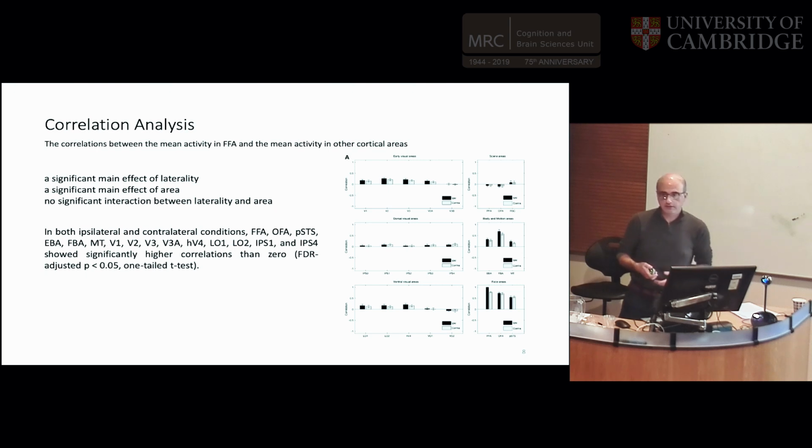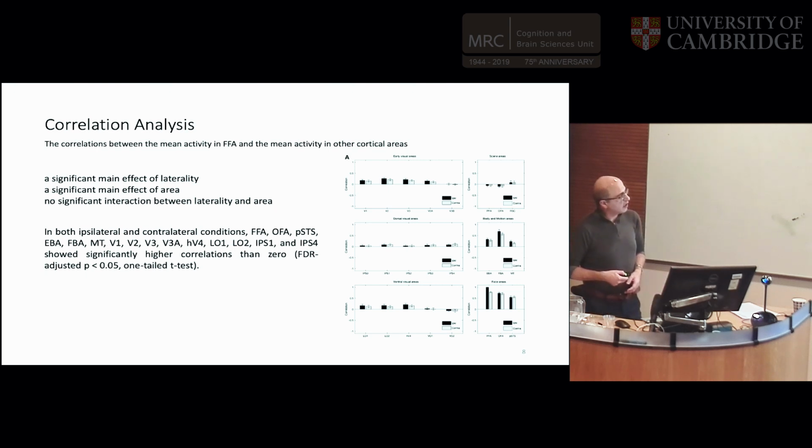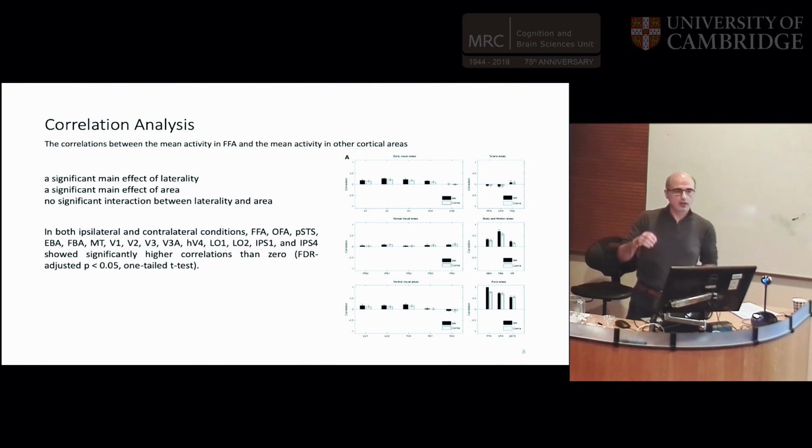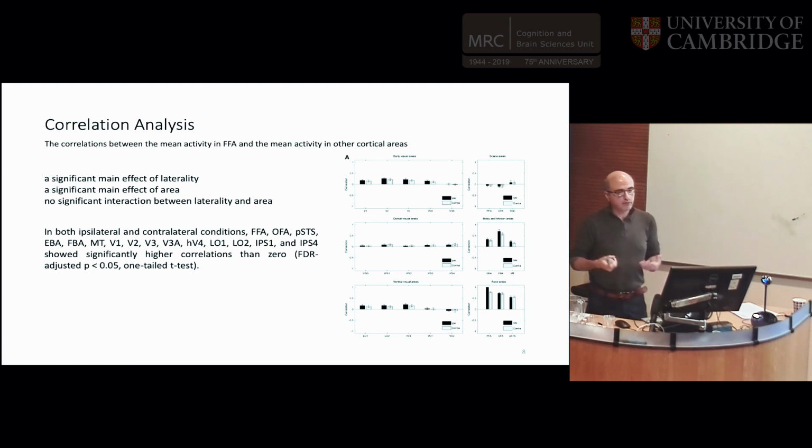of activity with FFA. The areas along IPS don't have a good correlation, and also the place areas don't have a good correlation. So even though one of the place areas, which is called parahippocampal place area, is located next to FFA, and it is sometimes assumed that the activity in these two areas, FFA and PPA, are negatively correlated, actually the place areas don't have good correlation with FFA.